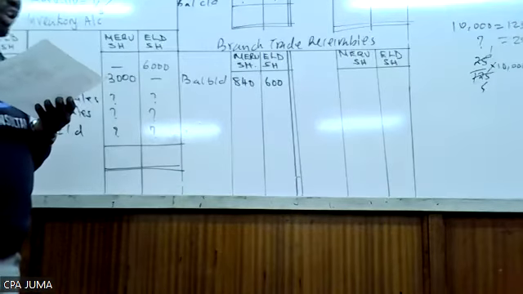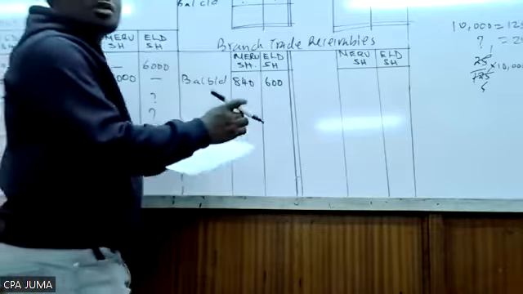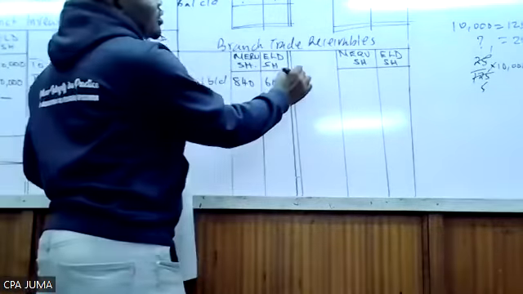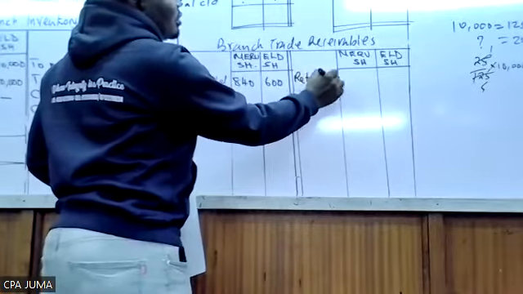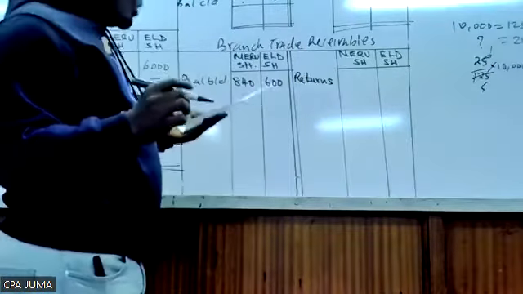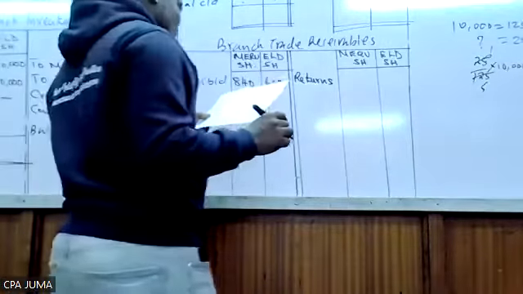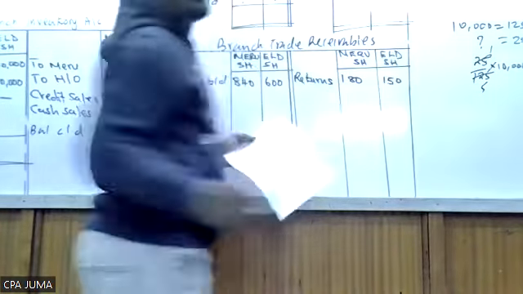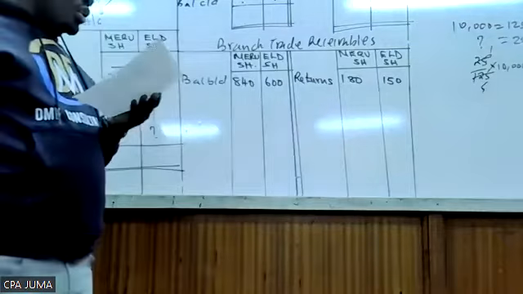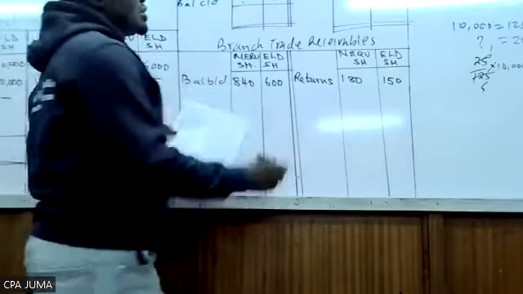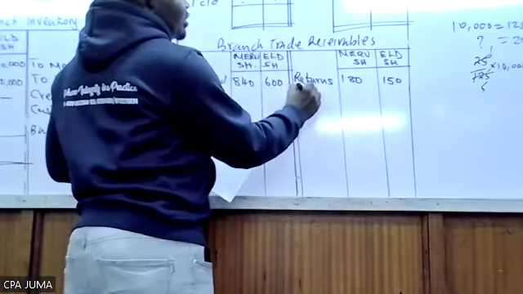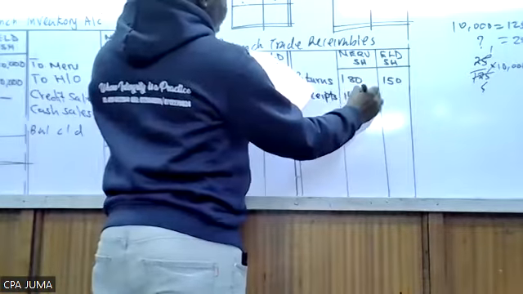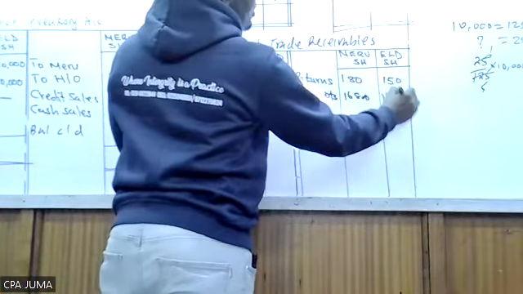Inventory, no. Goods returned by customers to head office. When customers return, don't tell them to pay. Sure, you credit. So returns 180, then 150. Then cash received from debtors. So receipts 16,800, 14,200.